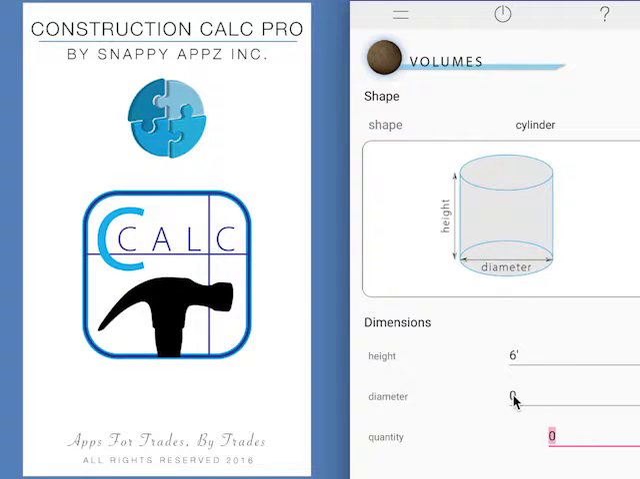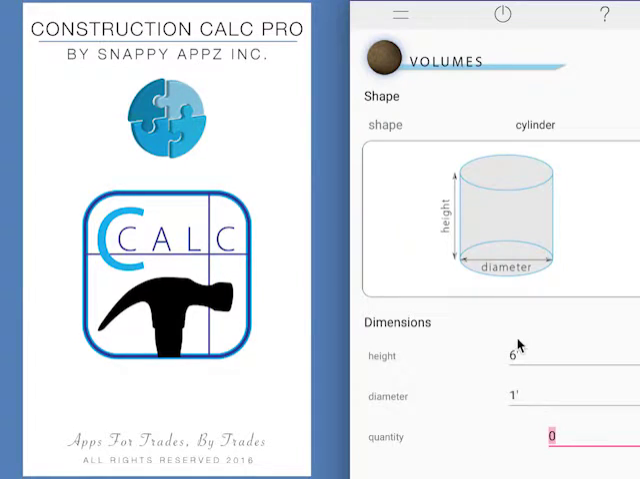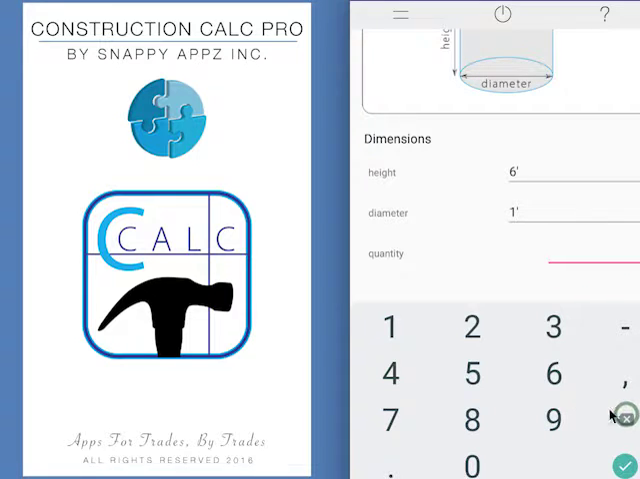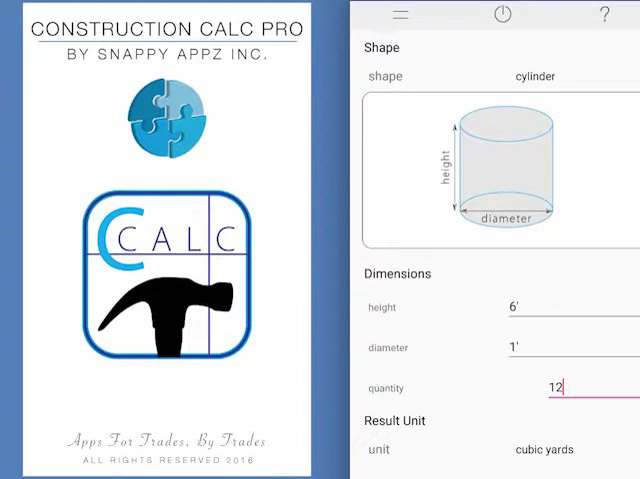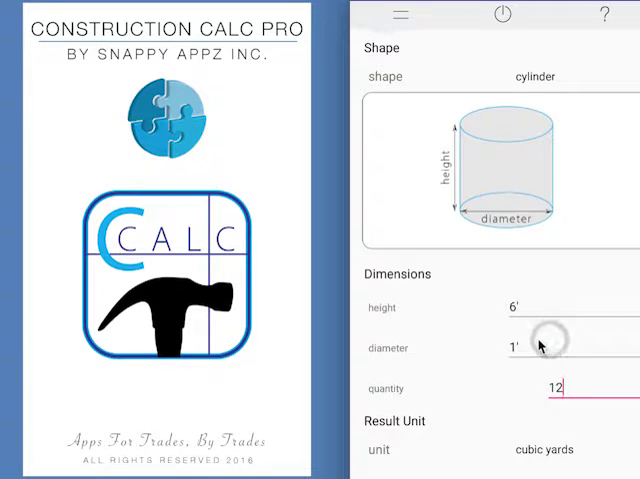Now we're going to go to our diameter, and we're going to enter 12 inches for a diameter of our sonotube. It's going to change it to 1 foot, but it's the same thing. So you'll see now we have a 6-foot high, 12-inch sonotube. We're going to click on our quantity now, and we're going to go ahead and do 12 light standards. We're going to leave our result unit in cubic yards because our concrete company expects that. But we can also change it to quite a few other different volumes. But we'll keep it in cubic yards.